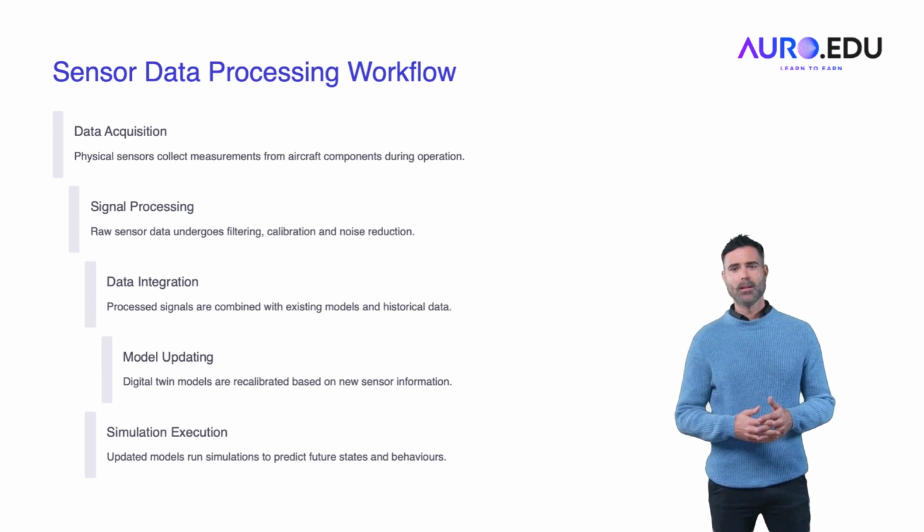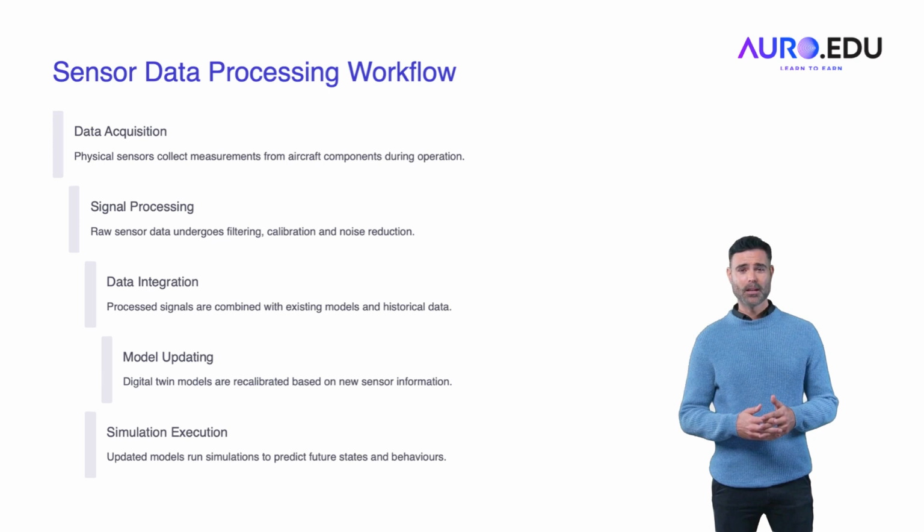The model is updated with this new information, ensuring that the digital twin always reflects the real-time operational state of the physical asset. Finally, simulation execution uses these updated models to predict future states, such as wear and tear or operational efficiency, and provide insights into maintenance needs or performance optimizations.